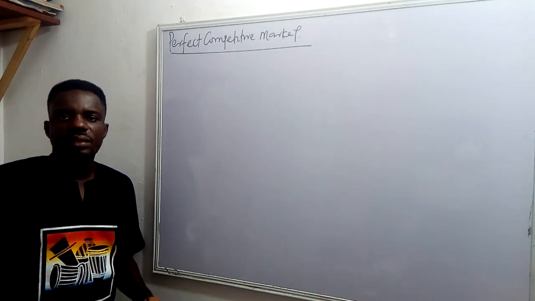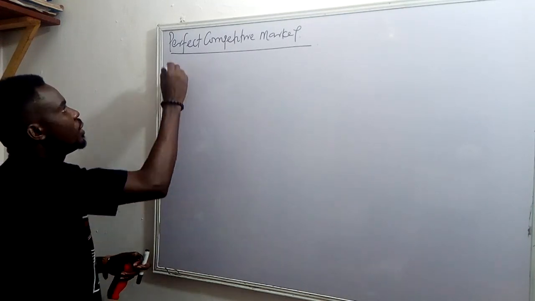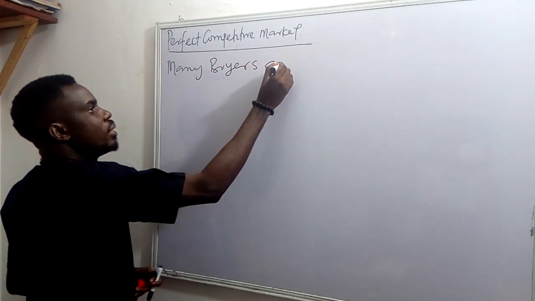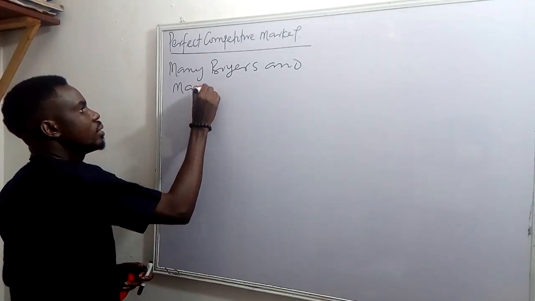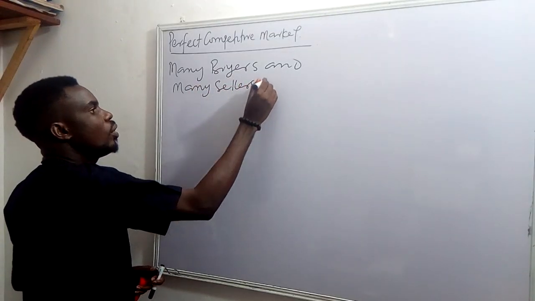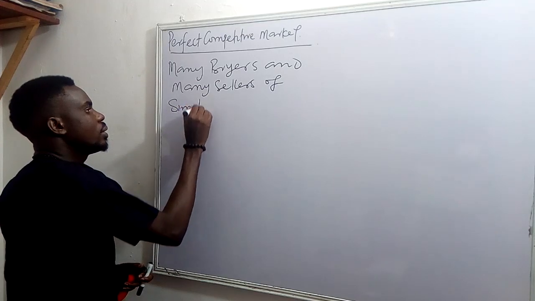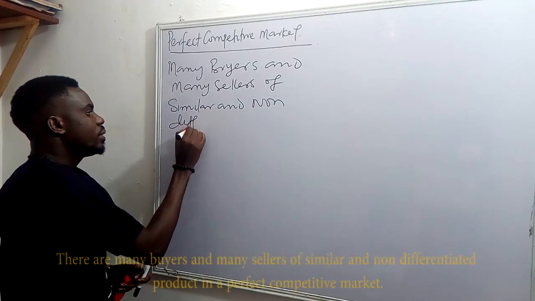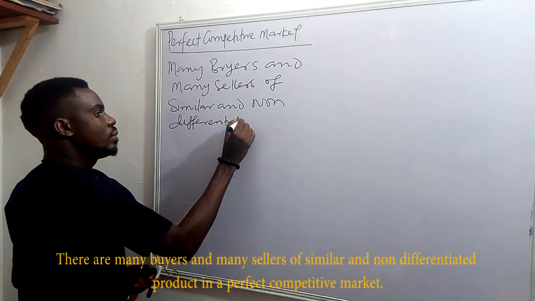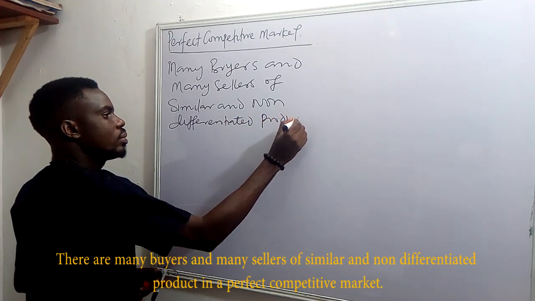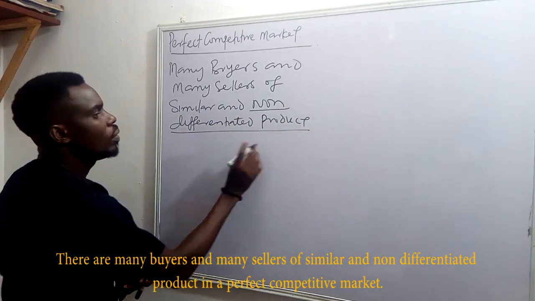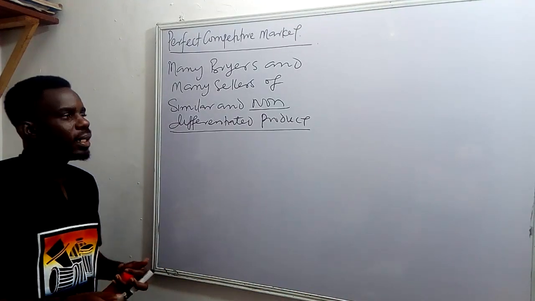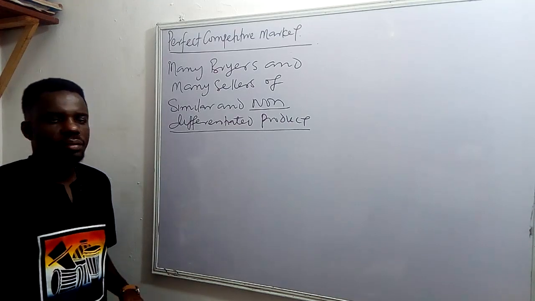As established in the last class, in a perfect competitive market, we have many buyers and many sellers of similar and non-differentiated products. From this statement, it is clear that none of the buyer can actually differentiate a product from the other.